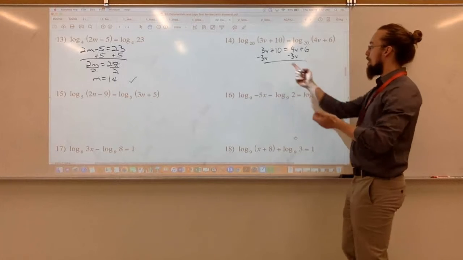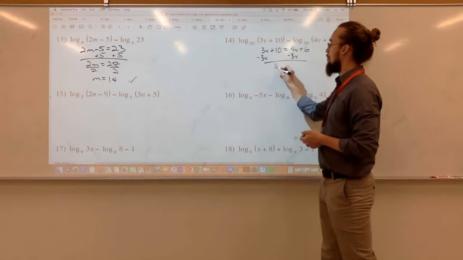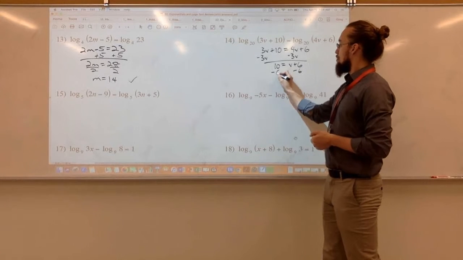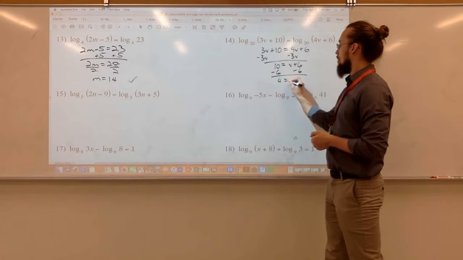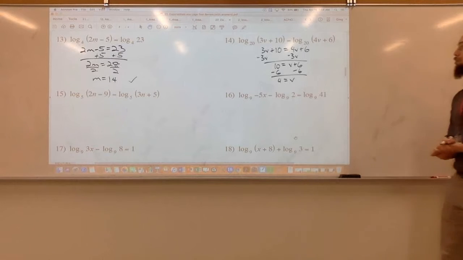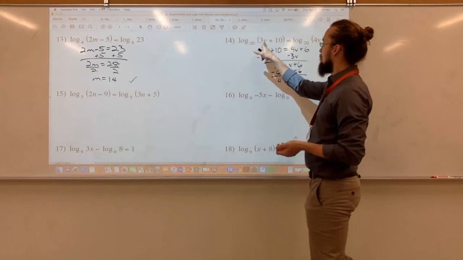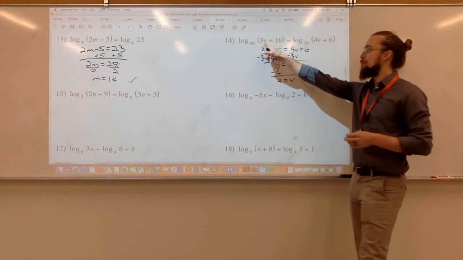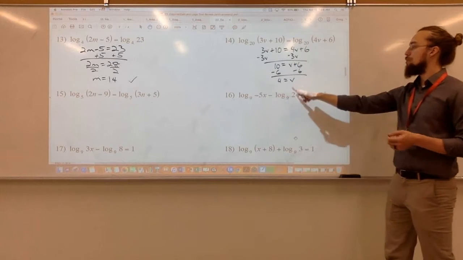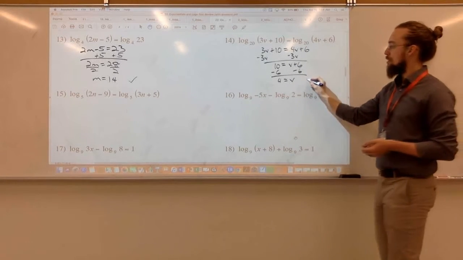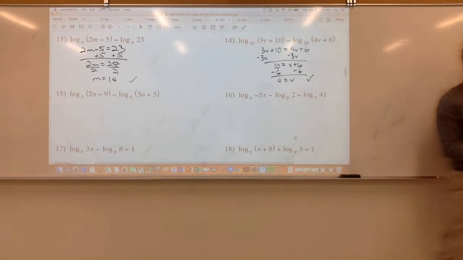So to keep b positive, it probably makes sense to subtract the 3b over. Then subtract 6. And we get that b is equal to 4. Now, plug it back in and make sure it works. So if I plug 4 in here, 3 times 4 is 12, plus 10 is 22. 4 times 4 is 16, plus 6 is 22. It works.